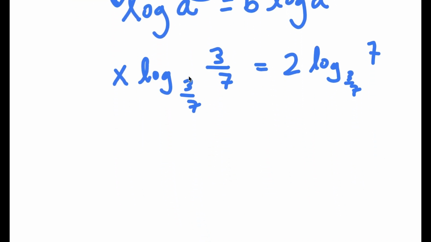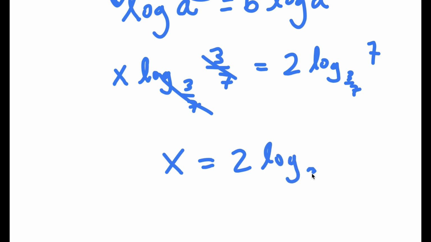And now, these two actually cancel out, log base 3 over 7 of 3 over 7. So now I'm just left with x is equal to 2 times log base 3 over 7 of 7.